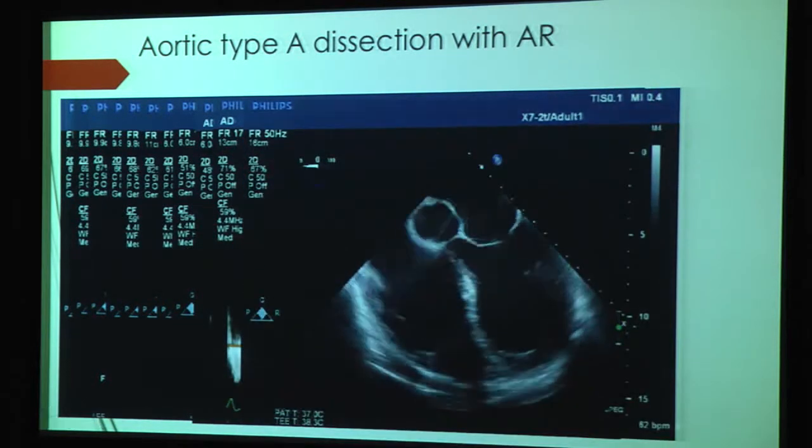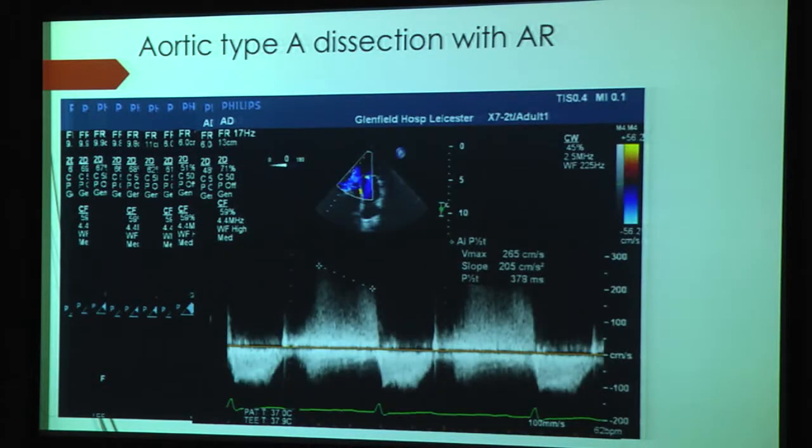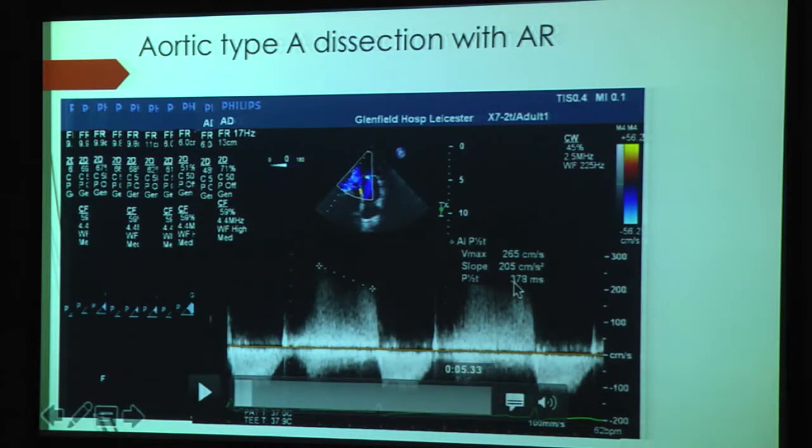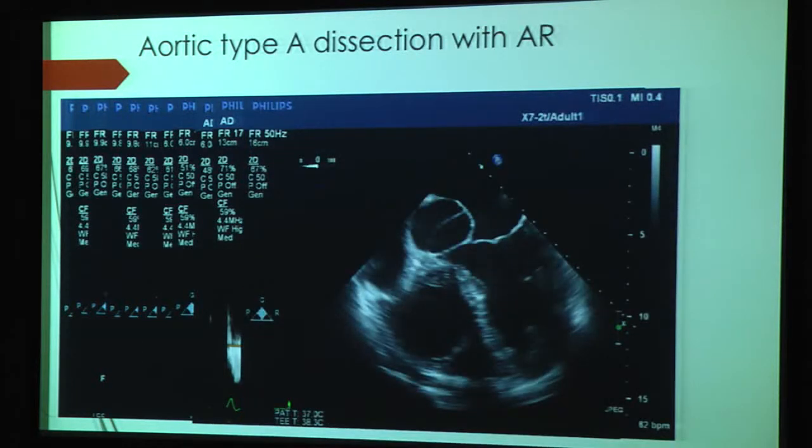Sorry, excuse me, I'm getting ahead of myself. Deep transgastric view, look at the pressure half-time of the aortic regurgitation. It gives you a slope of 378 milliseconds, which is more than 200, which would put it more in the moderate zone. So you always have to combine your measurements, don't just make your judgment on a single measurement.